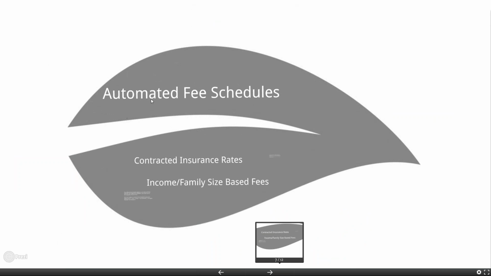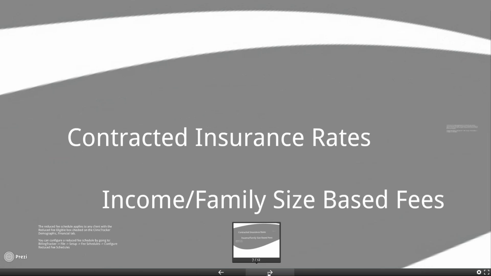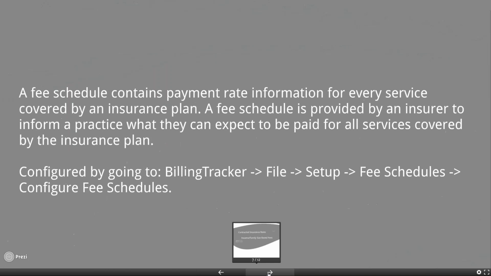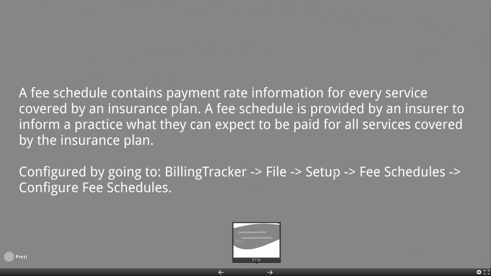To get us started, we're going to talk about automated fee schedules. There's two types of automated fee schedules in BillingTracker. The first is contracted insurance rates. The second is income and family size-based fees. The contracted insurance rates apply to payment schedules provided by insurance companies that include a fee for each service provided by your clinic, covered by the specific insurance plan. These fee schedules can be configured by going to BillingTracker, File, Setup, Fee Schedules, Configure Fee Schedules.